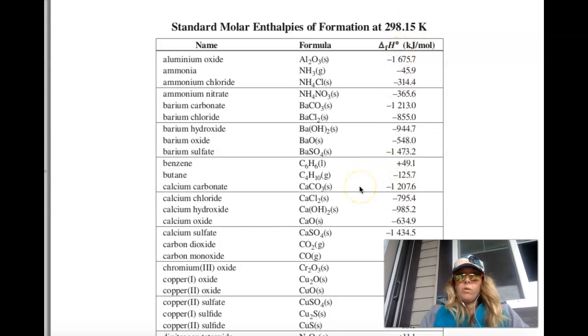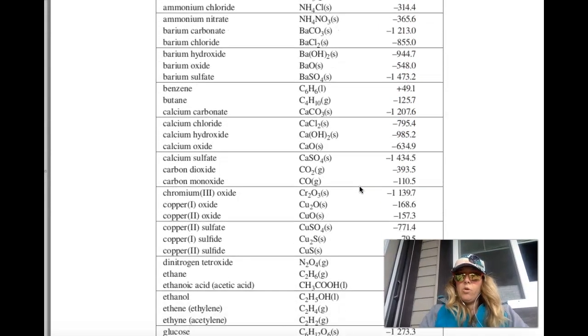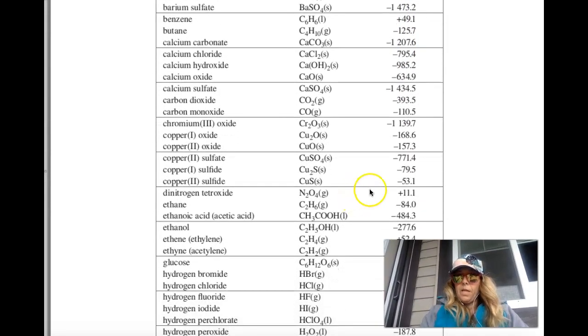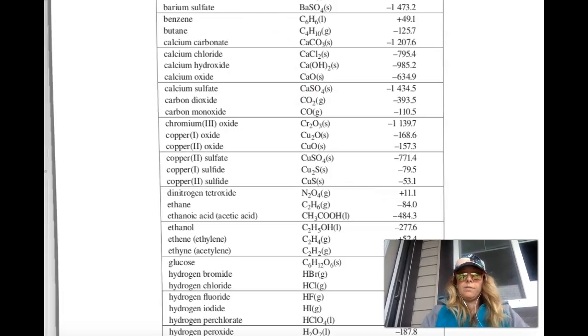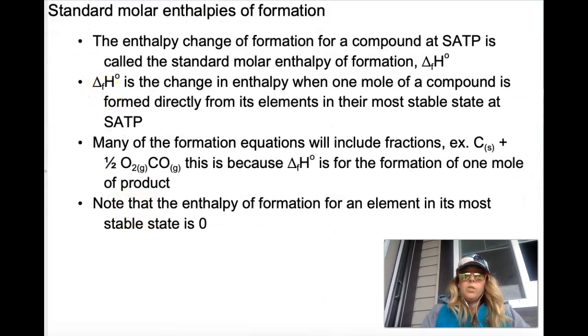You'll notice when you look at this table, there are no elements on here. That's because we don't write formation reactions for elements, right? Formations are for compounds. So we assume that the heat of formation for any element is 0. If you needed to use that in your equation, you would use 0 for an element. Okay, so going back to here.